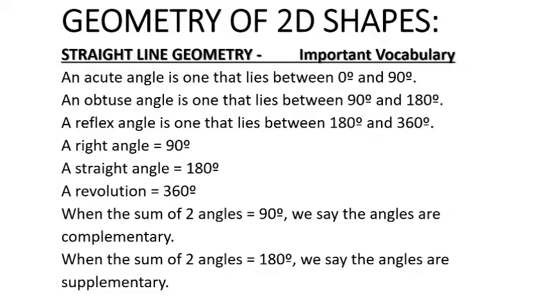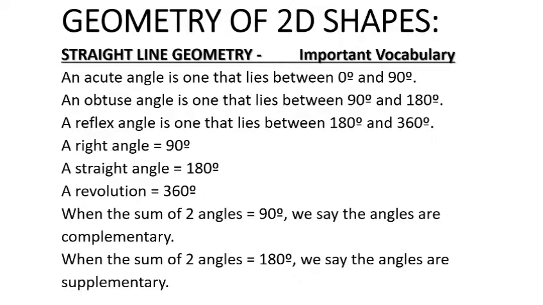As we all know, just a little recap on previous grades' work: an acute angle is one that lies between 0 degrees and 90 degrees. An obtuse angle lies between 90 and 180. A reflex is between 180 and 360. And then we have a right angle, a straight angle, a revolution.